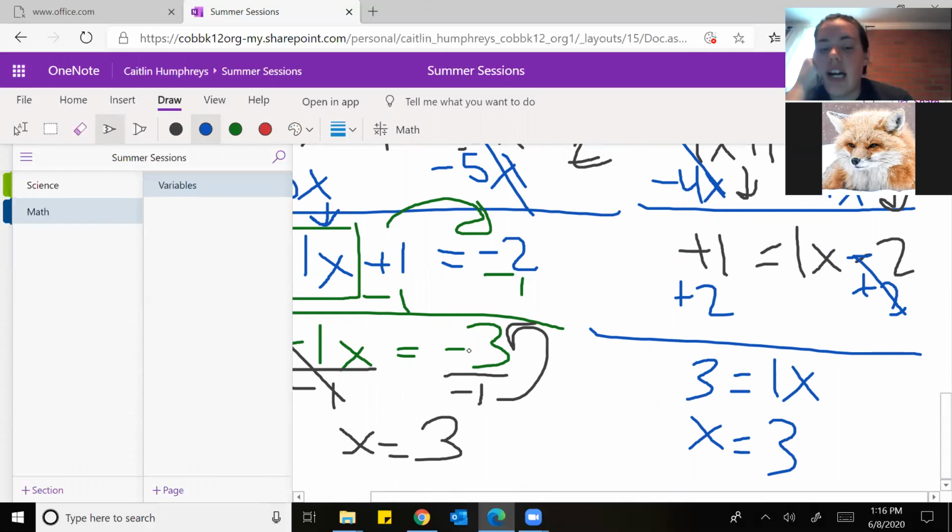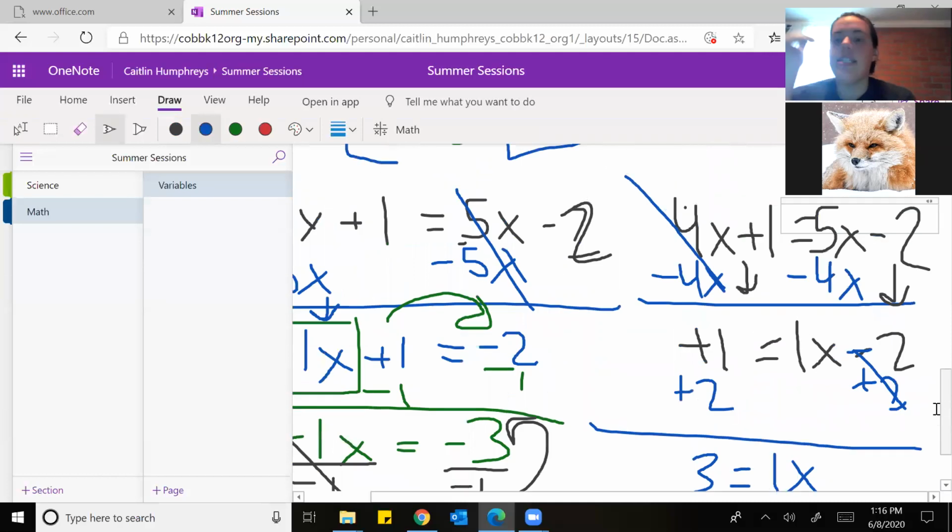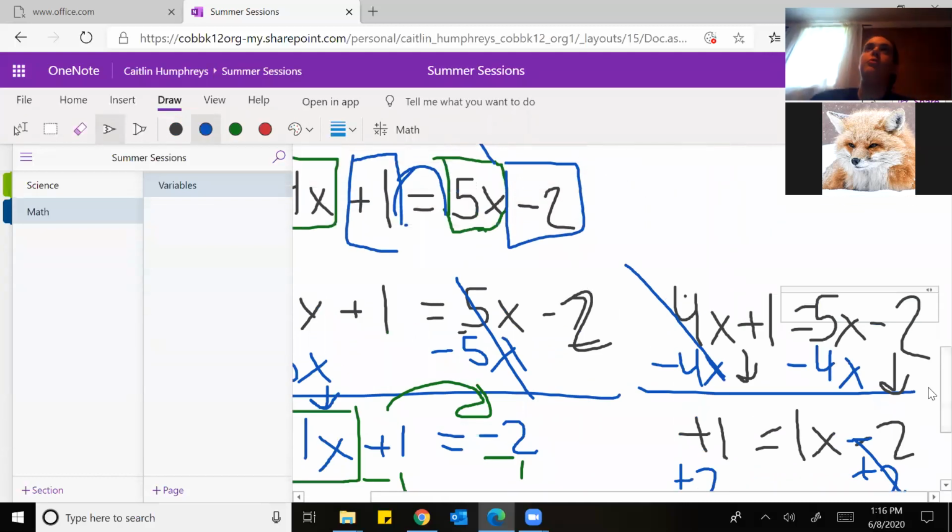Notice I didn't have to divide by a negative. I didn't have to worry about negatives. I kind of got to stay in a cleaner area. So if you subtract the smaller variable from the larger, you'll usually end up with less steps because you won't have to divide by the negative. All right. So that is a walkthrough of how to do it when variables are on both sides.